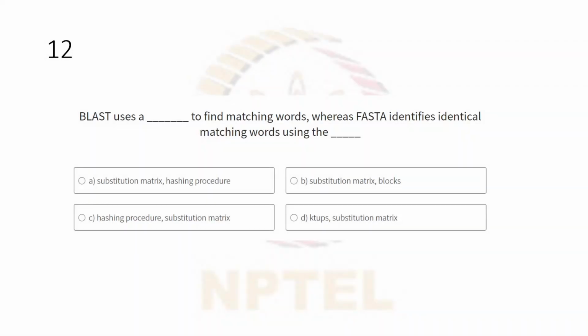And next is again a fill in the blank question. The question is, BLAST uses a dash kind of a matrix or method to find matching words, whereas FASTA identifies identical matching words using what method? As most of the biology people or bioinformatics people use BLAST and FASTA, they should know what the background method is.